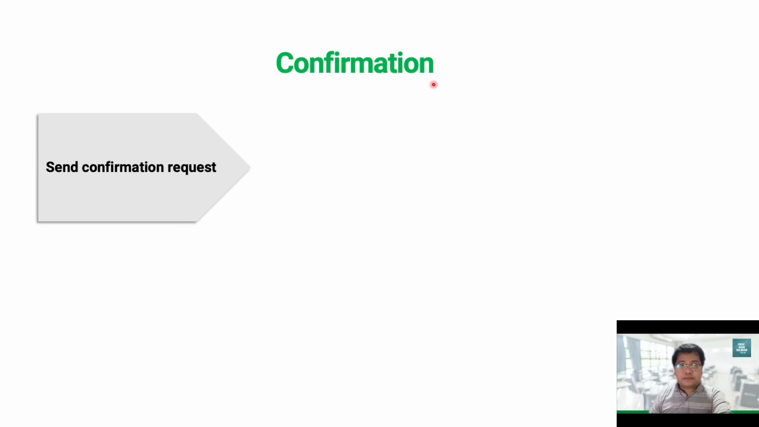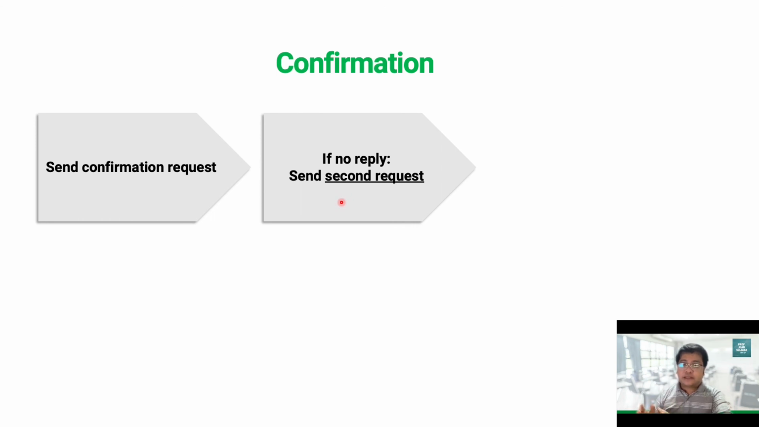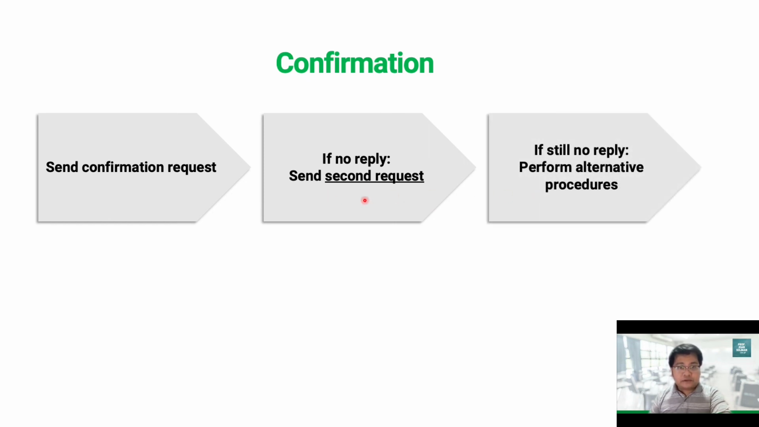So here are the steps in doing the confirmation procedure. We send the confirmation request to the third party, to the respondent. If we did not receive a reply within the expected time frame based on our experience, we send a second request. For example, based on our experience, the customers normally respond within 1 to 2 weeks. So after 2 weeks, if we haven't received any confirmation reply, we send a second request. And finally, if there is no reply from the second request, then that's the time that we perform alternative procedures.